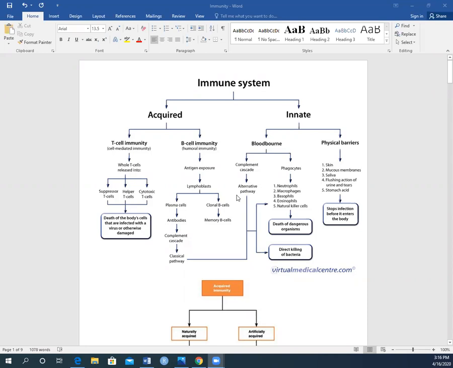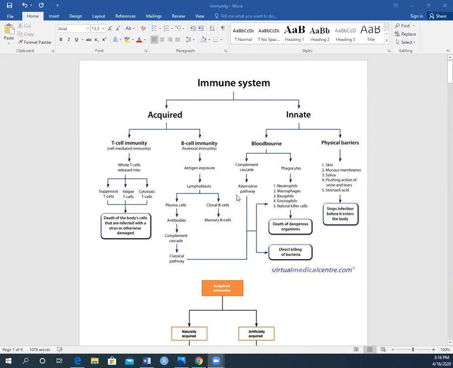Oftentimes, those mucous membranes also have cilia. Your saliva, which has antimicrobial compounds in it. The flushing action of urine and tears. So the fact that you have that liquid flushing or washing off the surface of those, as well as antimicrobial factors in them as well, and sometimes even the pH. Then the stomach acids, because of the very low pH, this is going to be very difficult for the bacteria or viruses to grow in the stomach.